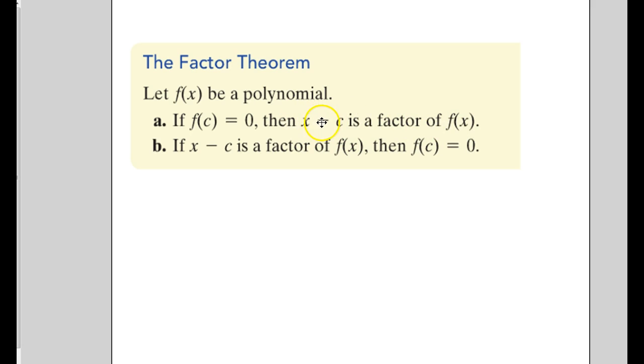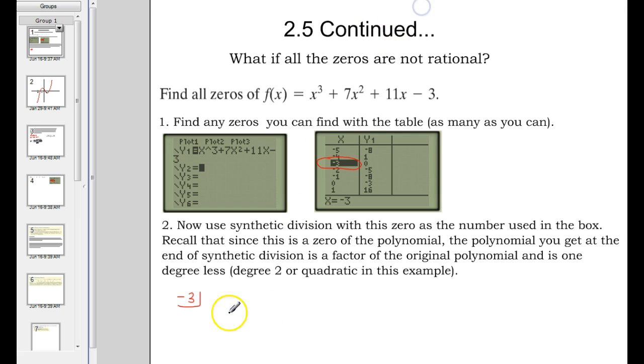If x minus c is a factor and I divide the function by that, then I get a second factor. So in this case, when I divide by negative 3 with synthetic division, I'm dividing the polynomial by x plus 3. And if you remember, when we divide a cubic, degree 3, by a line, x plus 3, we're going to get a quadratic, x squared.